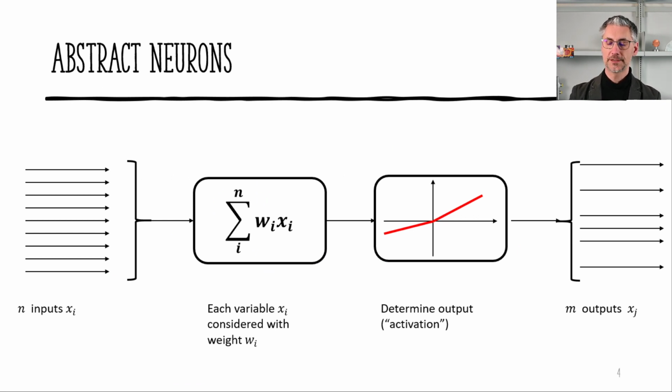So let's abstract this even more and say we have n inputs and then we sum them together. We determine the output, this is the activation function, and then we have a different number of outputs, this is our connection to other neurons.